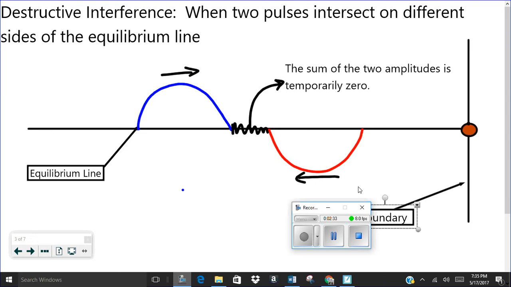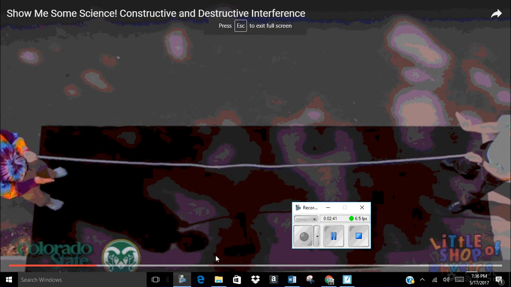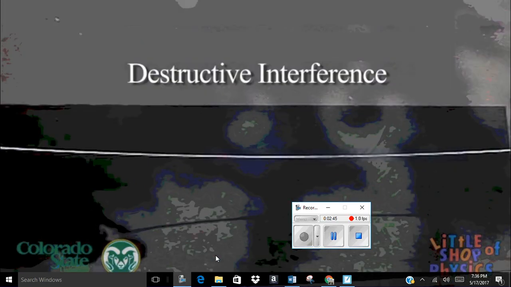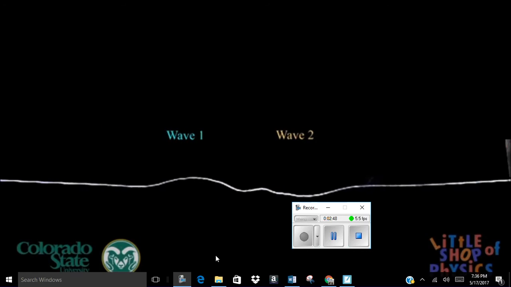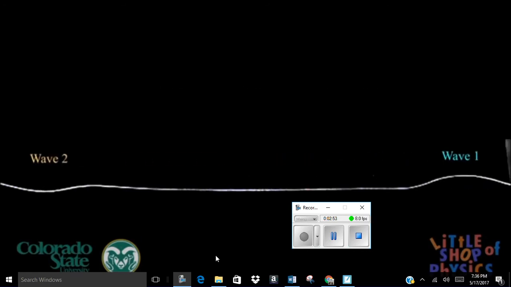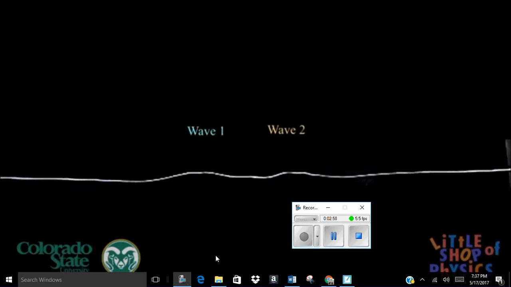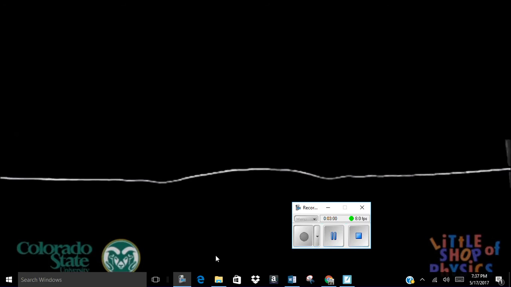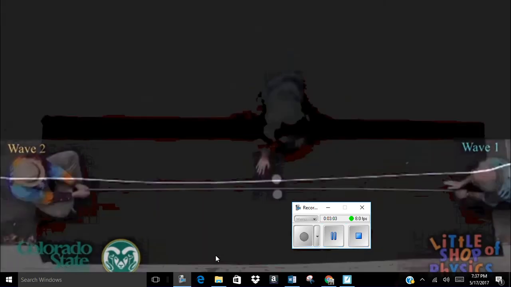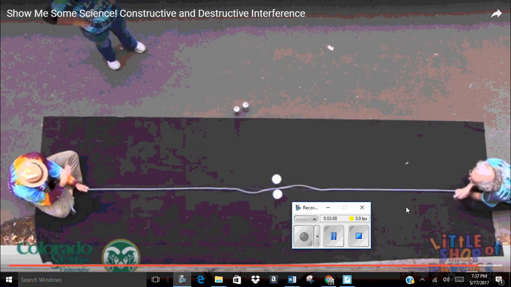Let's take a look at a slow motion wave generator and look at constructive versus destructive interference. So what you will see here is two people creating a wave, and the first slow-mo is of destructive interference. Wave 1, wave 2 intersect, and when they intersect, temporarily it looks like there's no wave, but wave 2 just passes by wave 1. Constructive, exact opposite. The two amplitudes add together, you make a bigger wave, and then the two waves pass each other. Looking at this in slow-mo.